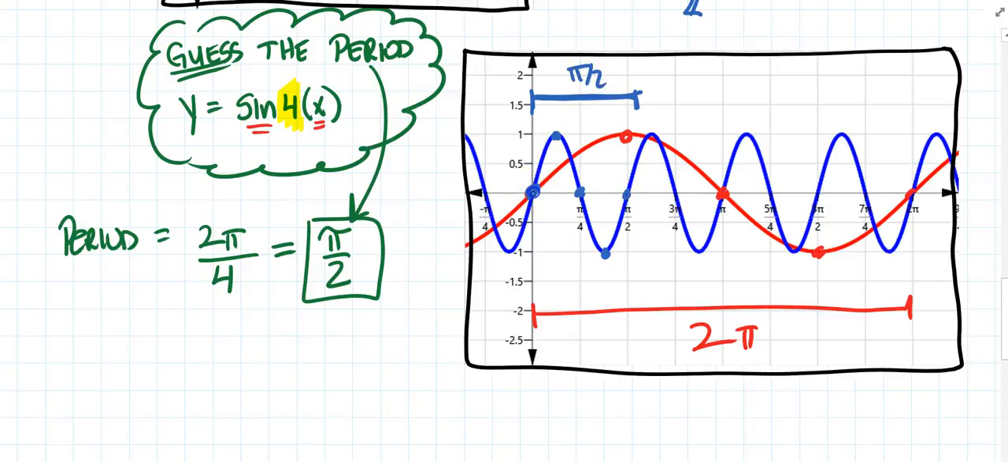So here it is. Here's my midpoint, my high point, my midpoint, my low point, and then my midpoint. So right there, this is one miniature cycle of the sine curve, and it happens to take place on a distance of pi over 2. Again, the 4 means that there are 4 of those cycles in 2 pi. So there's the first one, the second one, the third one, and the fourth one. So that's what the number 4 represents in this particular problem. But the period is pi over 2.